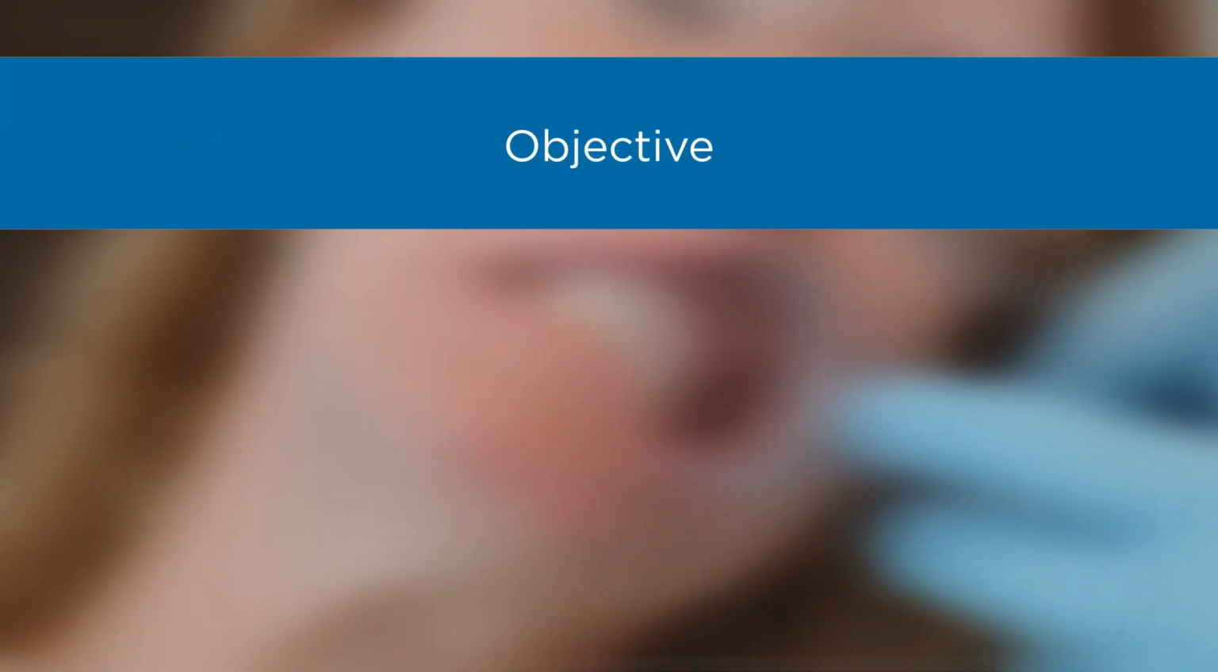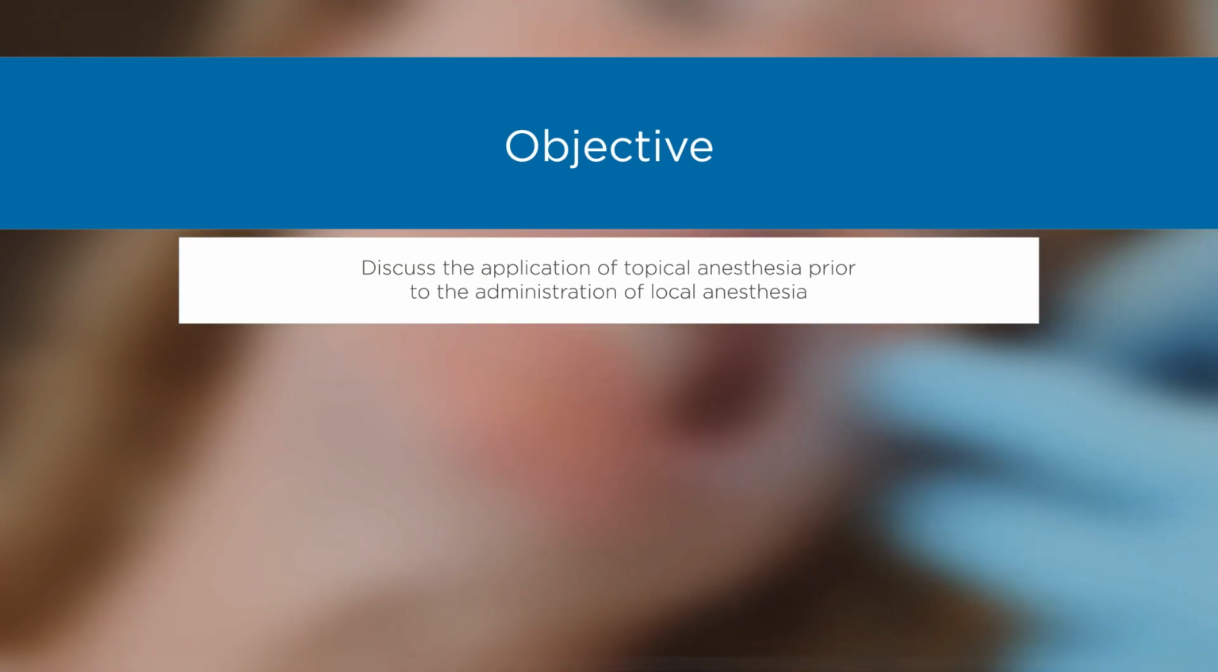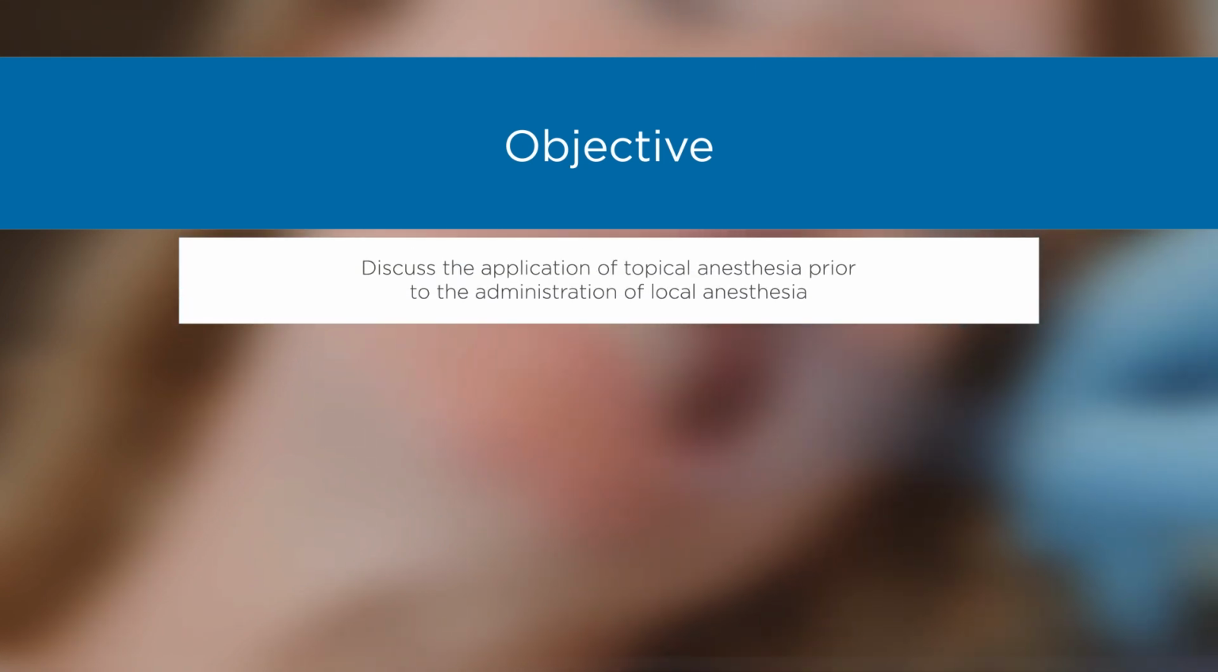Objective: discuss the application of topical anesthesia prior to the administration of local anesthesia. There's many different types of topical anesthetics. There's sprays, gels, liquids, and ointments. For our training purposes, we're going to be using 20% benzocaine.